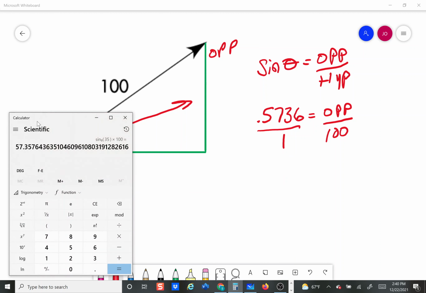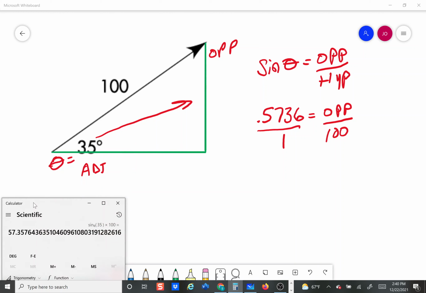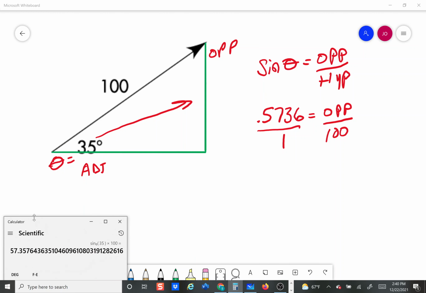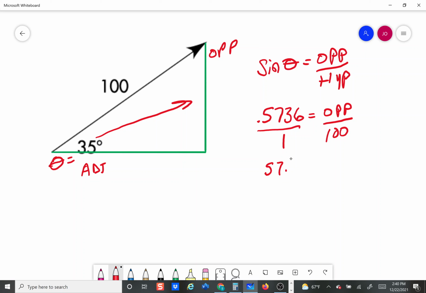Equals 57.36. I don't know why I was doing that. So my opposite side is 57.36, which equals hypotenuse times 1, which is just the opposite side. So 57.36. Now, there are two different ways that I can solve for my adjacent side.